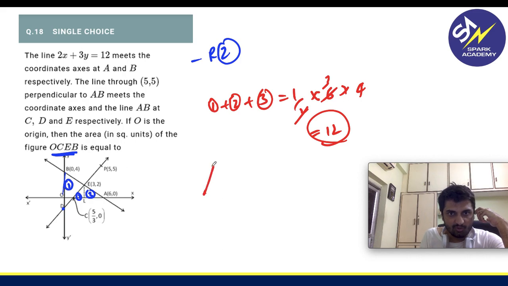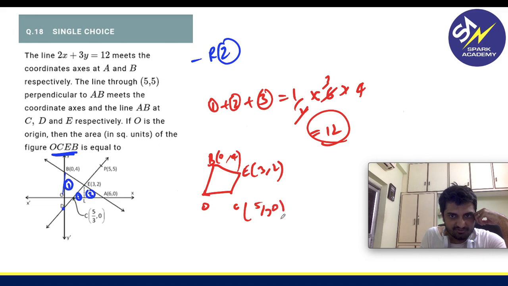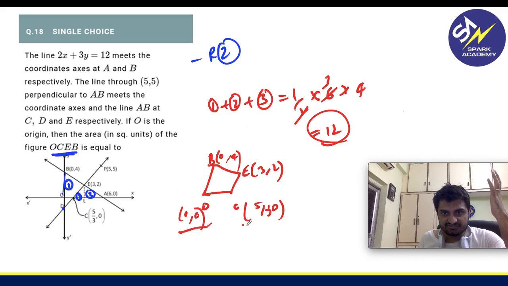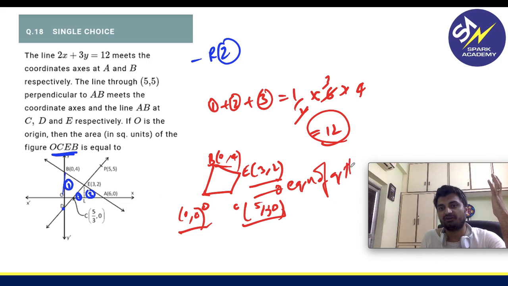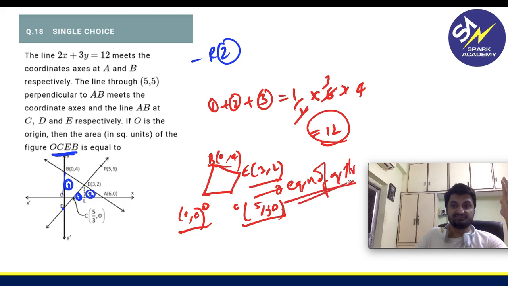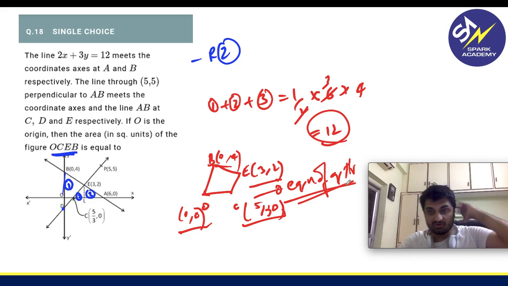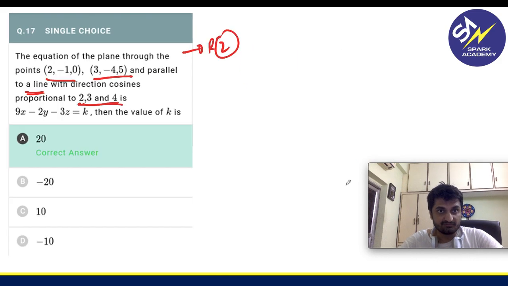So what do we need? O, this is what I need actually. This is like a quadrilateral, right? O, C, E, B. 0, 4, 3, 2, 5 by 3, comma 0, 0, comma 0. So you can find out this equation, you can use equation of quadrilateral shortcut, which I discussed in our class. But if you don't get an idea, leave this question, because this is the most tricky one in this paper so far.